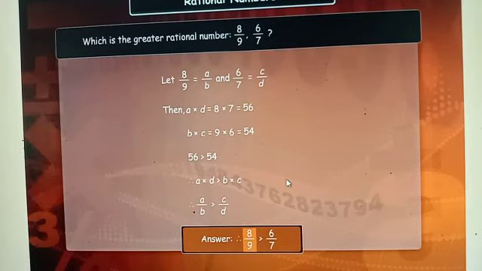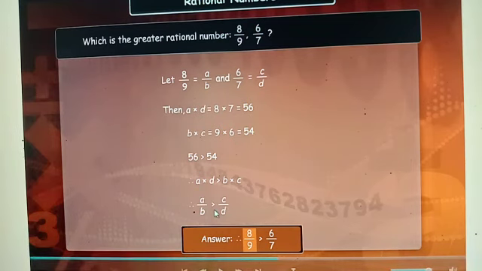Let's take one example. Which is the greater rational number, 8 upon 9 or 6 upon 7? Let 8 upon 9 be a upon b and 6 upon 7 be c upon d. Then a into d is 8 into 7, which is 56. b into c is 9 into 6, which is 54. Therefore, we know 56 is greater than 54. Therefore, ad is greater than bc. Therefore, a upon b is greater than c upon d. Here, the answer will be 8 upon 9 is greater than 6 upon 7.